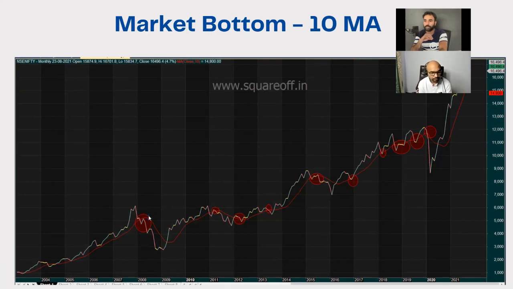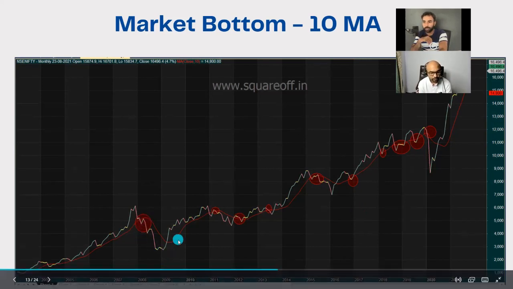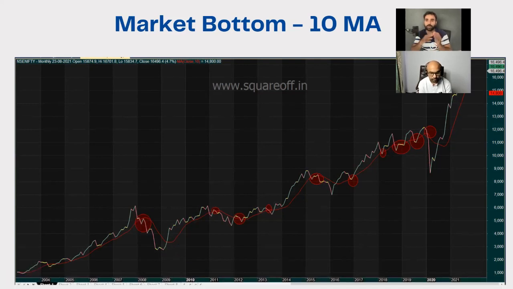By March 2008 they would have been out, and again by April 2009 they would be back in. So you are not completely missing the opportunity. You are coming out when the market goes into a down phase, and again you are getting in once you see that the market is coming back above the 10 moving average.